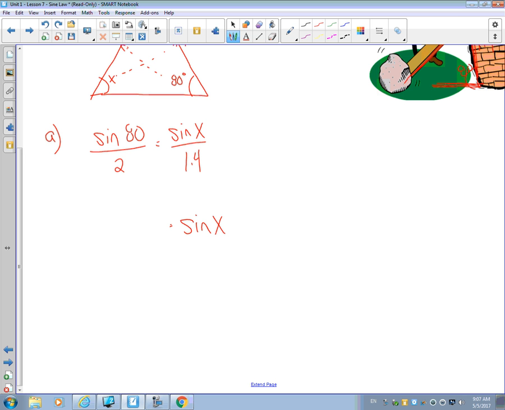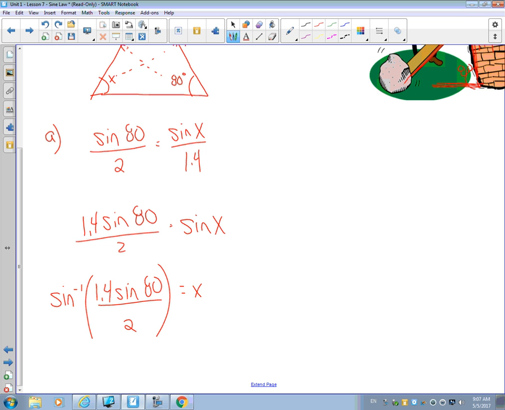So if I bring the 1.4 up, sorry about that, we get 1.4 sine 80. I'm going to leave the 2 where it is because I want to get x by itself. To find x, we're going to do the inverse of whatever 1.4 sine 80, all divided by 2, happens to be. And I got 43.6.